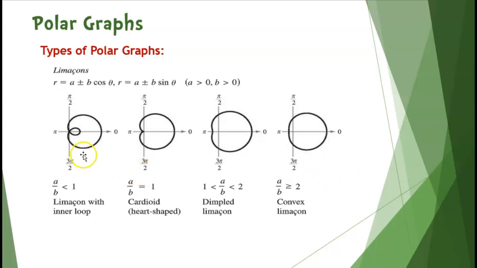We have the limacon with a loop in the middle. We have a cardioid, which looks like a heart sideways. We have a dimpled one, which kind of dimples in right here and flattens out. And then we have convex, where it's moving out here and is kind of flattened out.